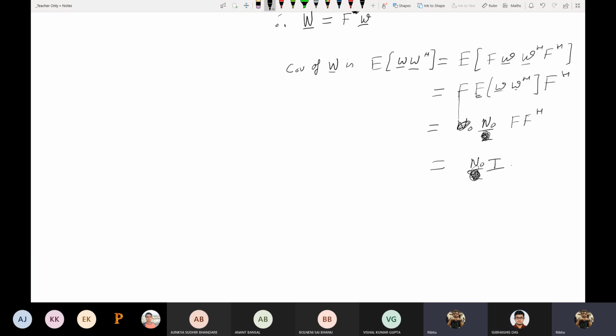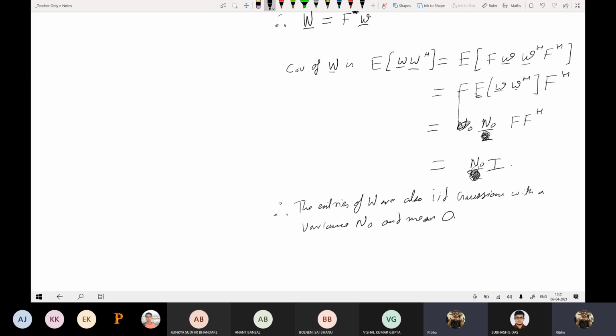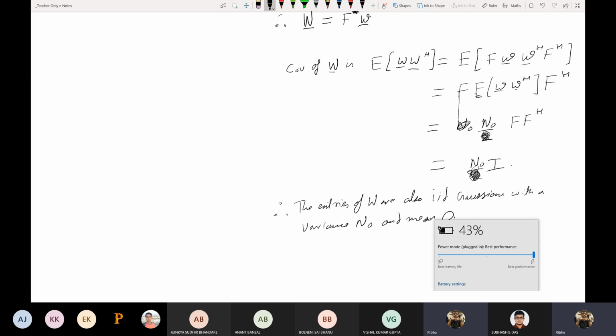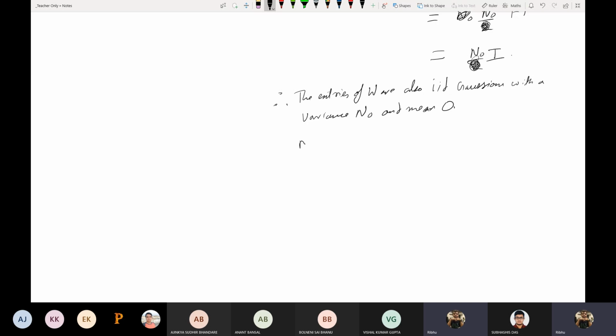So now, therefore, the entries of W are also IID Gaussian with variance n naught. Sounds right? Yes, sir.